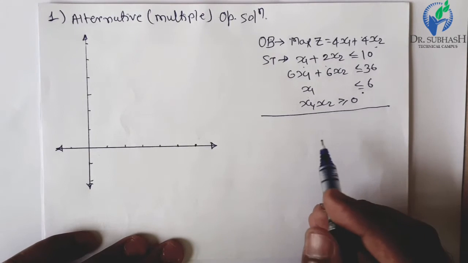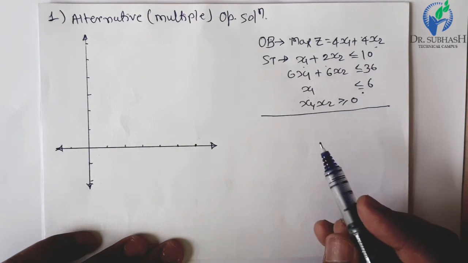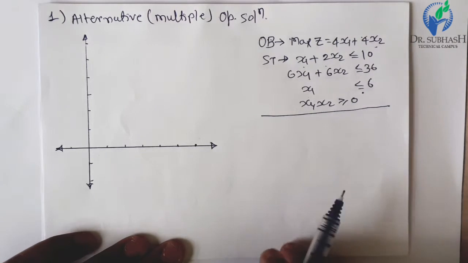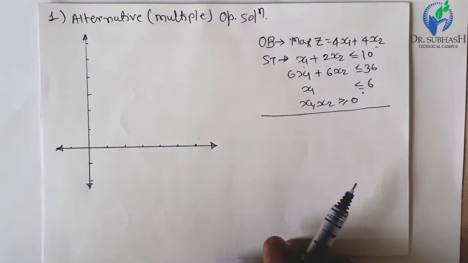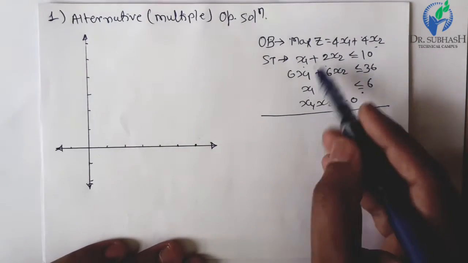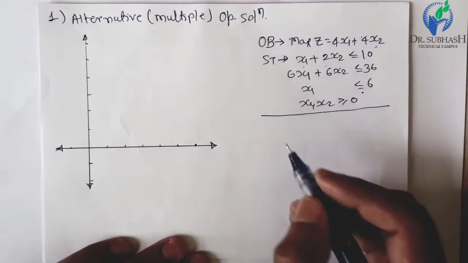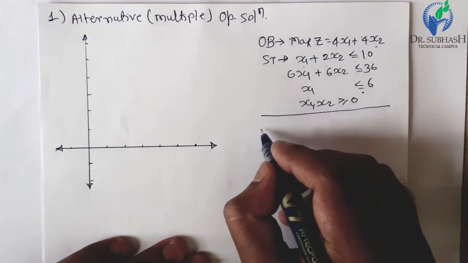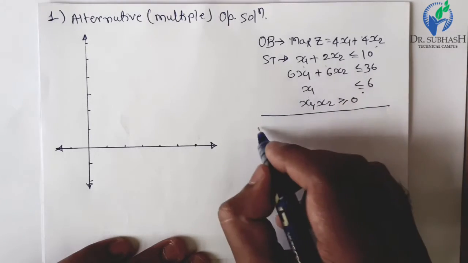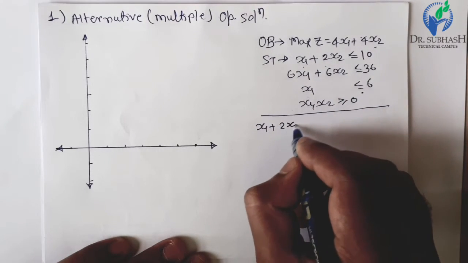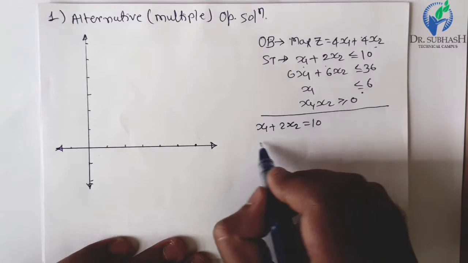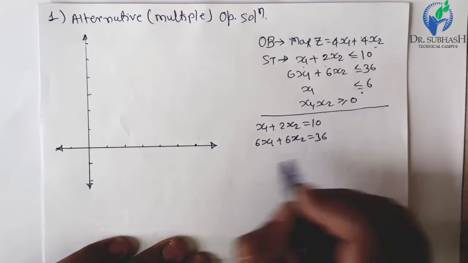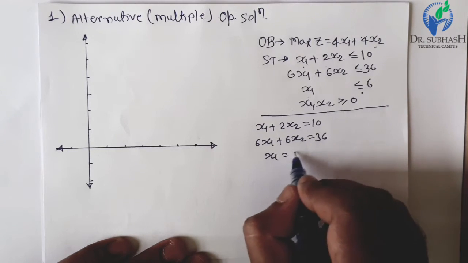So to get the optimal solution by the graphical method, we first have to consider a graph. And to draw a graph, first consider all these constraints as equations and get at least 2 points on each equation or line. So first we will convert all these constraints: x1 plus 2x2 equal to 10, then 6x1 plus 6x2 equal to 36, then x1 equal to 6.